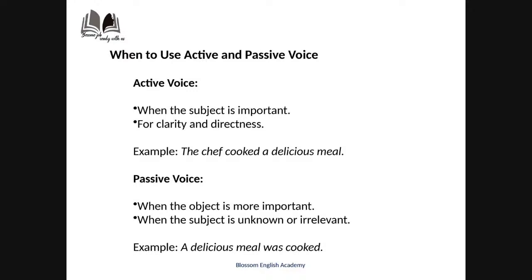Okay, I don't want to know who cooked the meal. I just want to know the meal was cooked or not. In that scenario, you would use passive voice. A delicious meal was cooked. Here you can see that there is no subject. No subject means there is no doer of the action over here. You just have a subject which received an action, and that action was being cooked. Okay, a delicious meal was cooked.